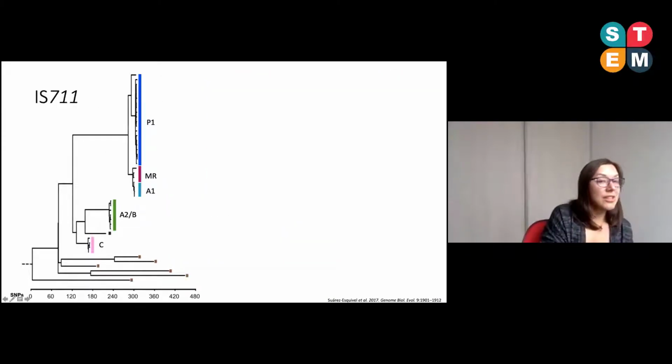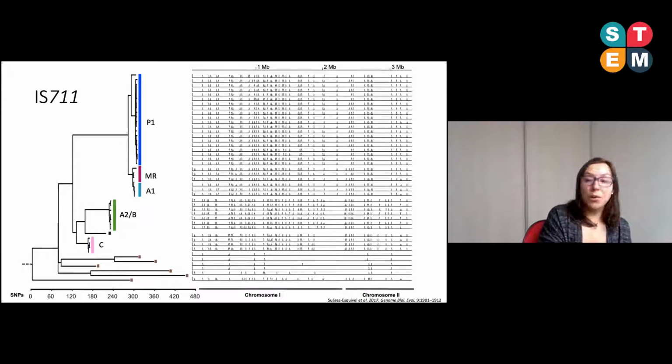The IS711 also shows a specific pattern that looks like a barcode with a specific number of copies for each one of the isolates, but also with some particular distribution.